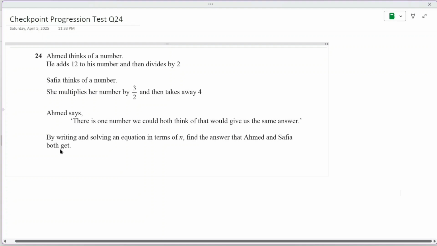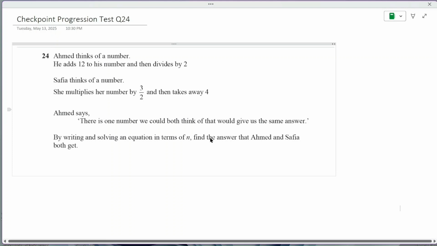Now there's a particular number that, if they insert it into what they did with the number, they'll get the same answer. It now says, by writing and solving an equation in terms of n, you're using n not x, find the answer that Ahmed and Sofia will both get. Note, the question says find the answer. It didn't say find the number, but we will need the number, which is represented with n at this point, to find the answer. So don't stop at finding the number and forget to find the answer.